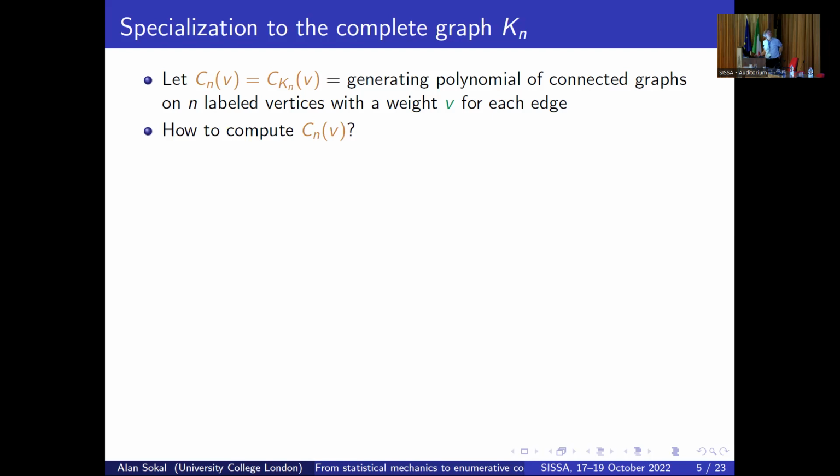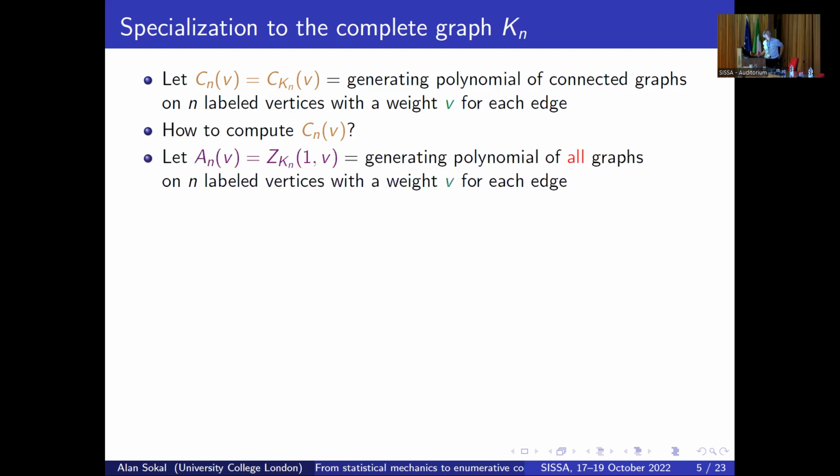Okay, so how do you compute Cn(v)? Well, to actually write formulas for Cn(v), it's not easy. No one knows any closed form formula for Cn(v). But what you can do is get a closed form formula for the exponential generating function. So here's the idea. First, let's look at the generating polynomial of all graphs on n labeled vertices with a weight v for each edge. That's the Potts model at Q equals 1.